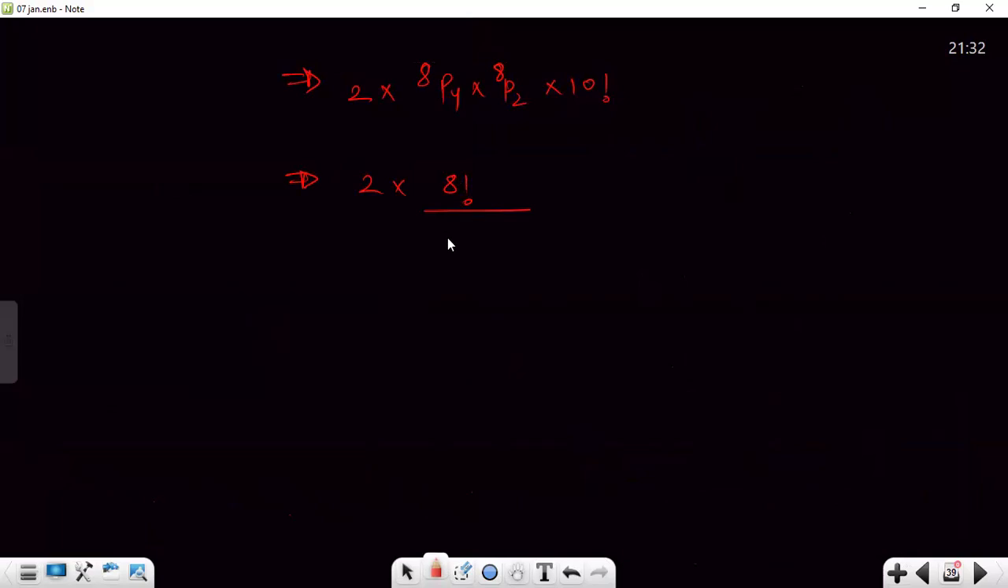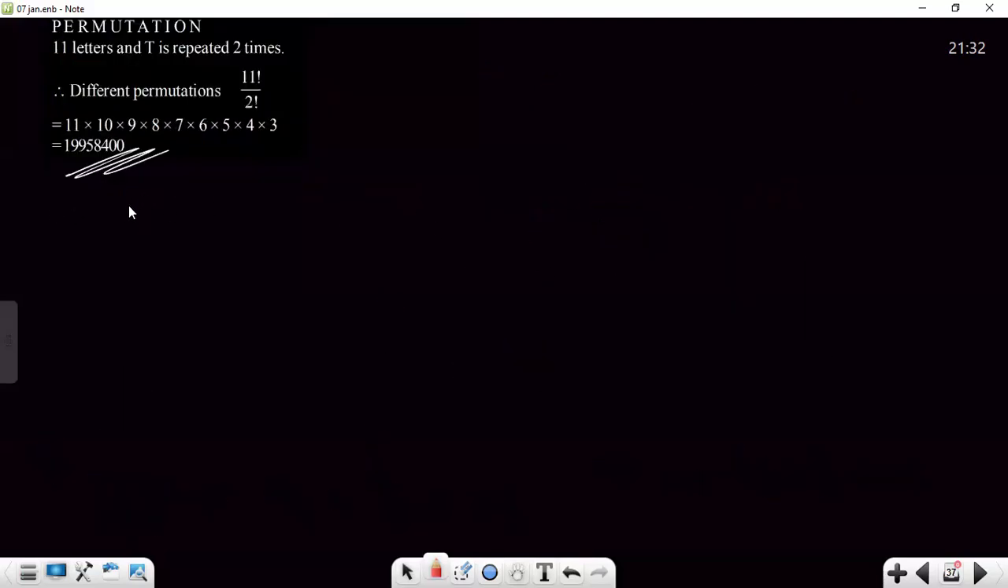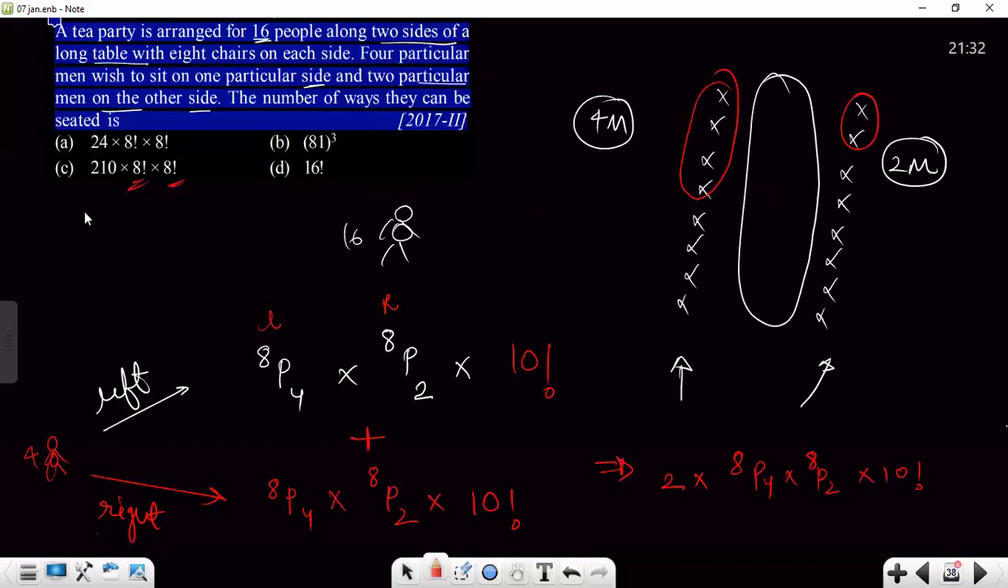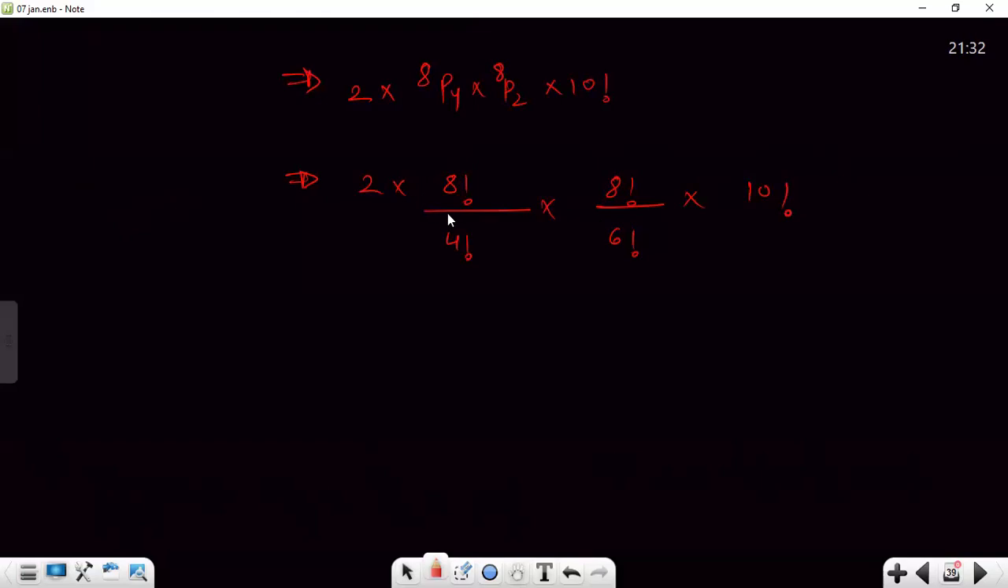n factorial upon n minus r factorial into n factorial upon n minus r factorial into 10 factorial. So now we have 8 factorial into 8 factorial in the options as well. So with the hope that it may become our answer, we will not do anything with these two particular terms now. We are only going to cut these denominators with the other ones.